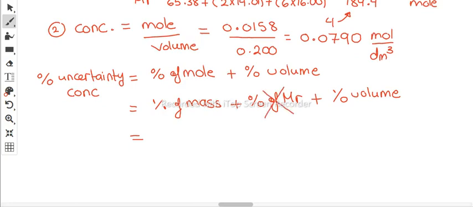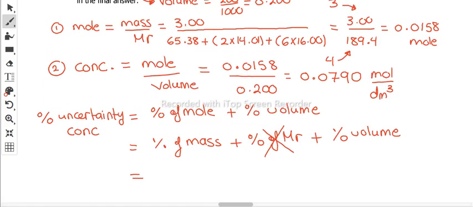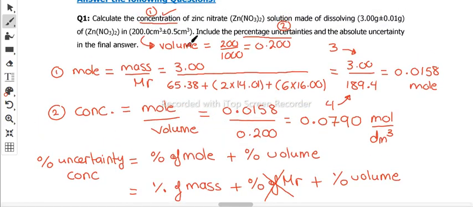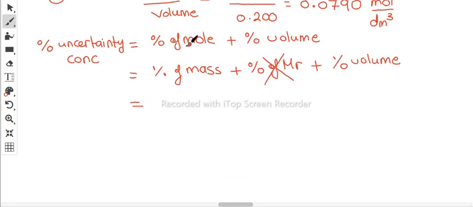Now I need to calculate the percentage of the mass and the percentage of the volume, then to add them together. So if we go back to the question, we're going to find that we have plus minus 0.01 gram for the mass, and I have the volume, which is half. So I will now apply on the percentage uncertainty calculation. I will take the absolute of the mass, which is 0.01 according to the balance reading, over the value of the mass, which is 3, and I'm going to multiply times 100%.